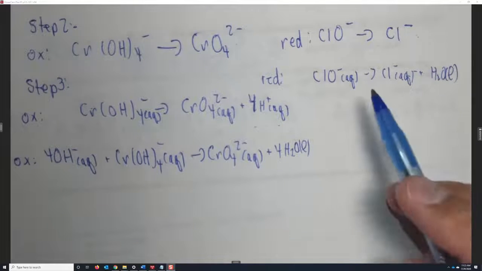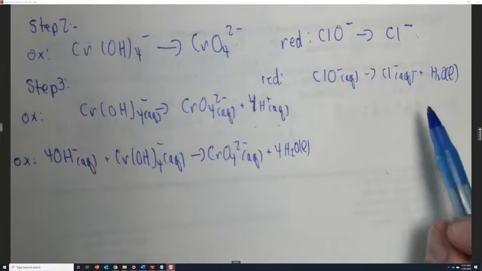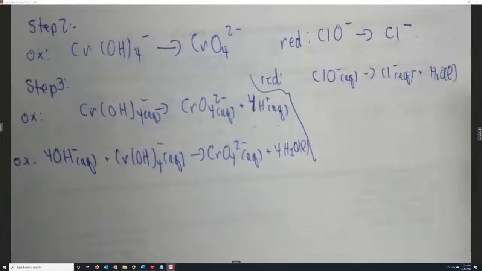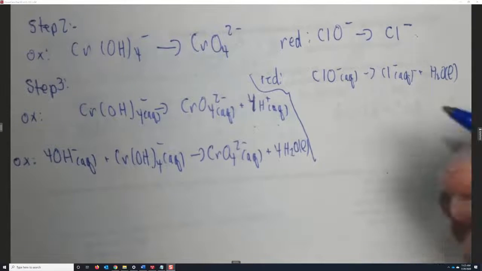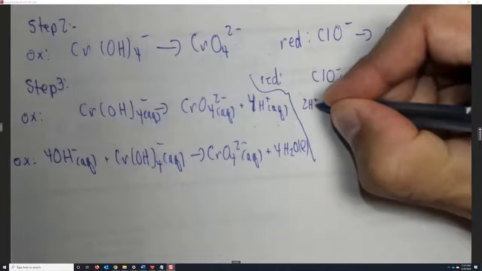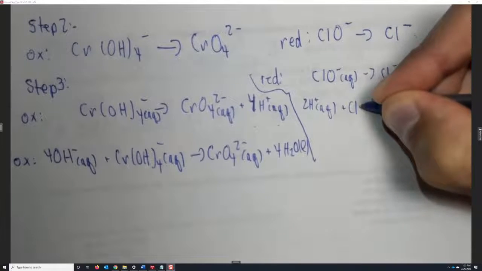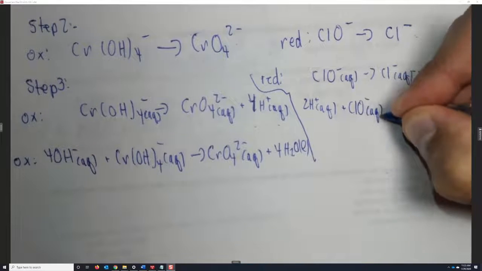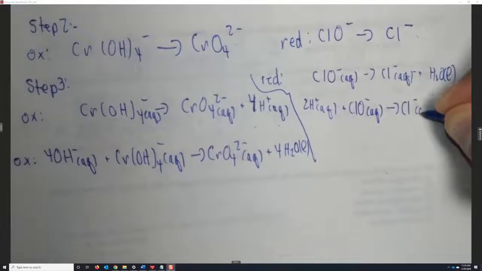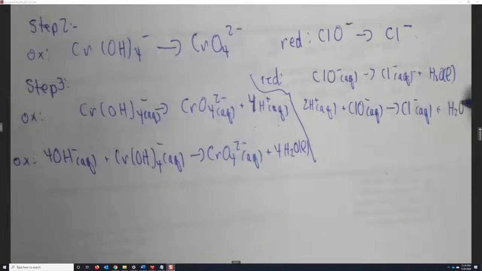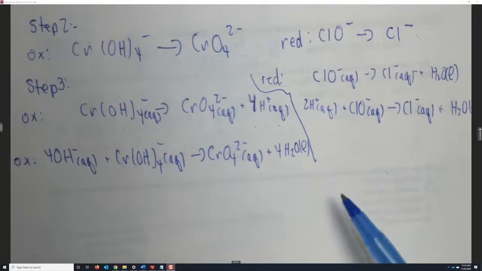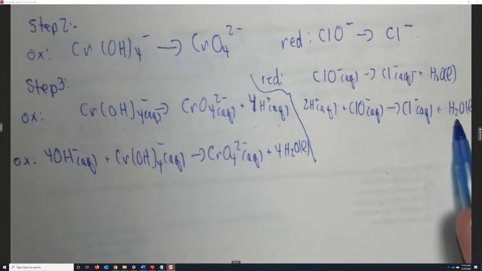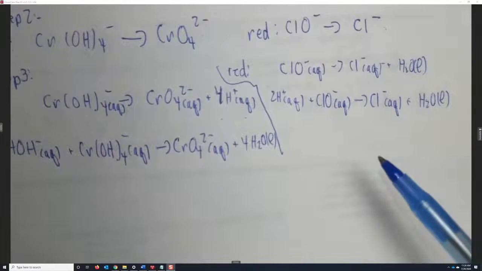Now I need to balance hydrogens by adding H pluses. I'm going to put a line here so I can try to jam this in. If I look here, I have 2 hydrogens over here now and no hydrogens over here. So 2H plus aqueous plus ClO minus aqueous yields Cl minus aqueous plus H2O liquid. I balance the 2 hydrogens by adding the 2 hydrogens on the side as H pluses. Now I need to make it basic.